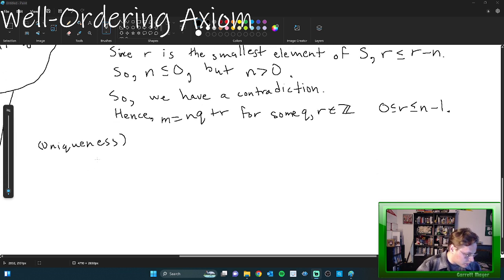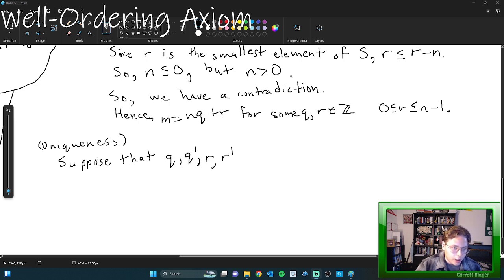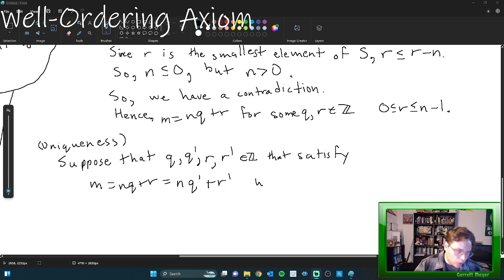To prove uniqueness, we're going to start by supposing that q, q prime, r, and r prime are all integers that satisfy m equals nq plus r, and m also equals nq prime plus r prime, with 0 less than or equal to r and r prime, and both are also less than or equal to n minus 1.